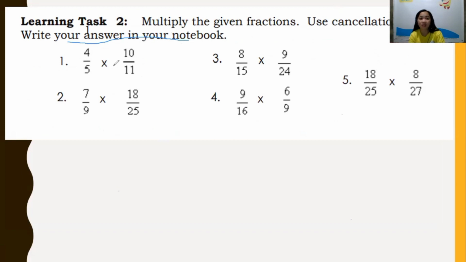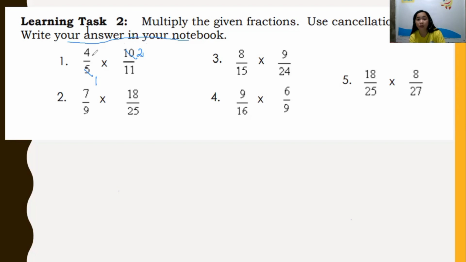We have 4 fifths times 10 elevenths. Actually, this is our example a while ago. But still, let us review how to multiply using cancellation method. 5 and 10 are a pair of numbers that can be both divisible by 5. So, yung 5 at 10, pwedeng i-cancel kasi parehas silang pwedeng i-divide sa 5. 5 divided by 5 is 1, and 10 divided by 5 is 2. So, wala na si 5 at si 10. Napalitan siya ng 1 and 2.